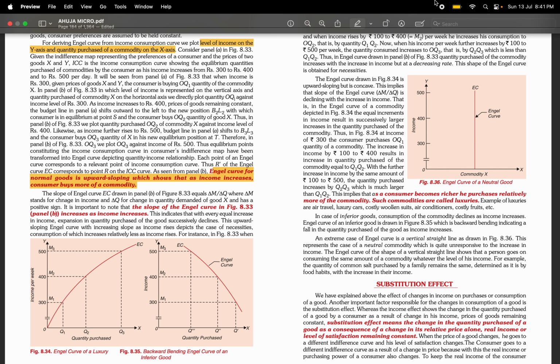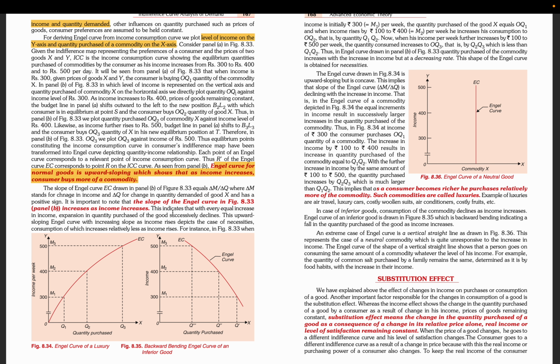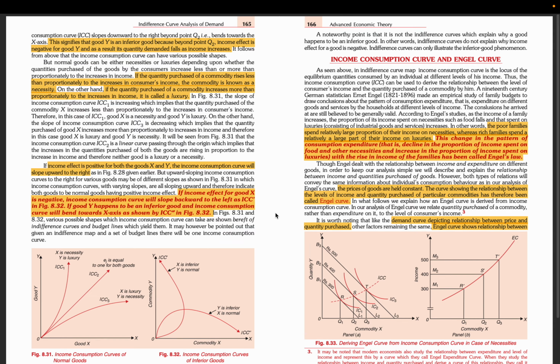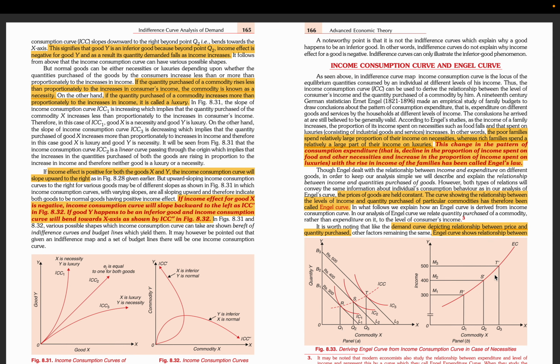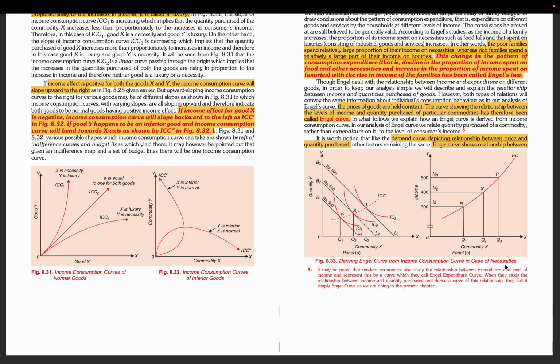The slope of the Engel curve EC drawn in panel B of figure 8.33 equals delta M by delta Q, where delta M stands for change in income and delta Q is for change in the quantity demanded of the good X. It is important to note that the slope of the Engel curve in 8.33 panel B increases as income increases. You see that the slope keeps on increasing, it just keeps on increasing as it slopes upward and upward.